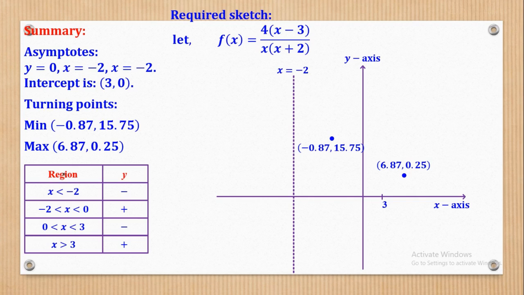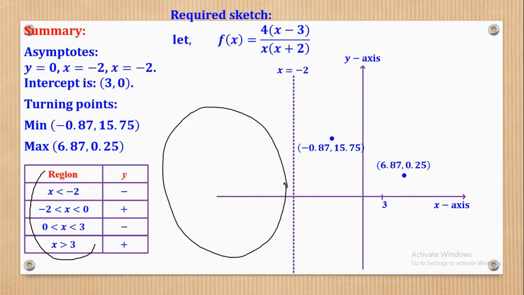Okay, now next is to sketch. Now sketching will require this region. So for this region, we have x less than or equal to negative 2. So in this part, we are seeing this one, this negative. Now negative means it is below the x-axis, because negative values of y are below the x-axis.